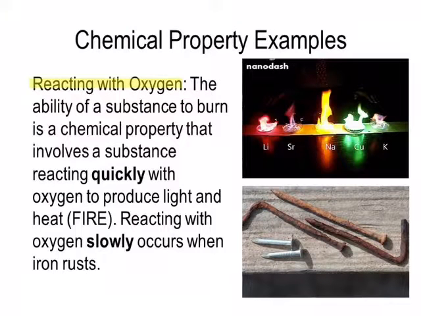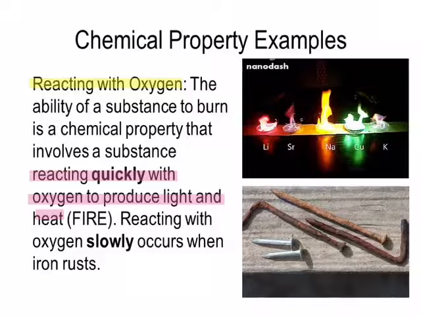One example of a chemical property is how reactive something is with oxygen. Substances burn when they react with oxygen. They react quickly to produce a lot of light and heat. That's fire, of course. Things like these metals up here are reacting to oxygen as they're burning, and they are burning different colors because of their chemical properties. This is the reason that if you cover a flame with a glass dish or put the top on a candle, it will burn out, because what's happening is that wick is just reacting with oxygen to produce the flame.